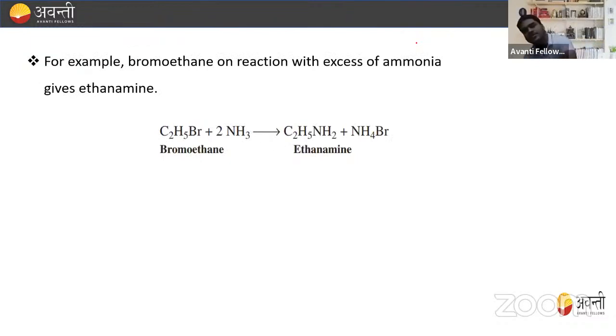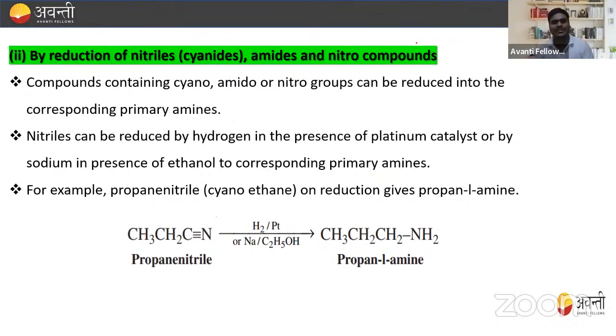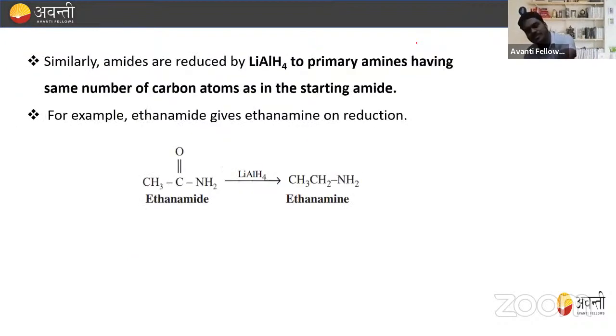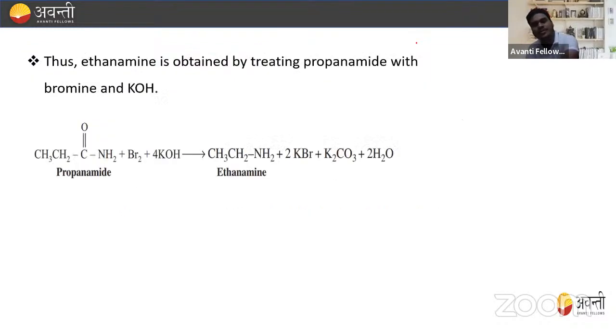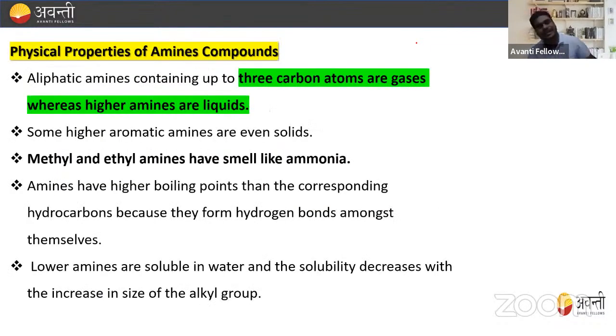Similarly, when you treat by the reduction of nitrile, cyanides, we can also say amides and nitro compounds. So this is also how we can prepare a nitro compound. Next is the Hofmann bromamide reaction. So these are the methods of preparation of the amine. This is how we'll prepare amine. Now let's see some physical properties of the amine compound.